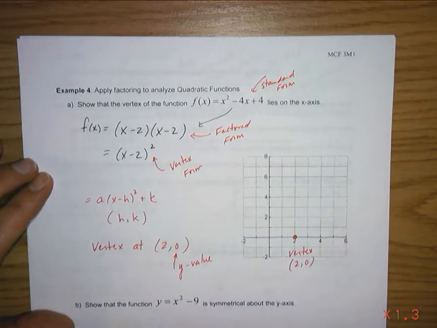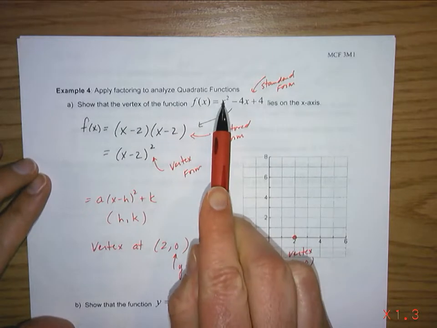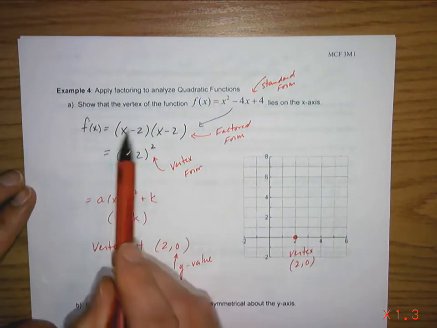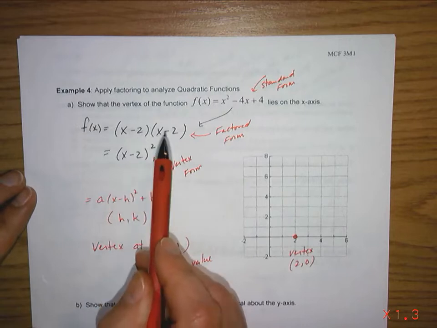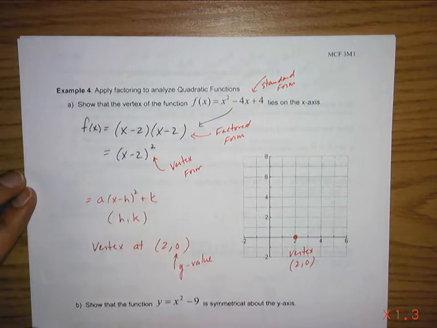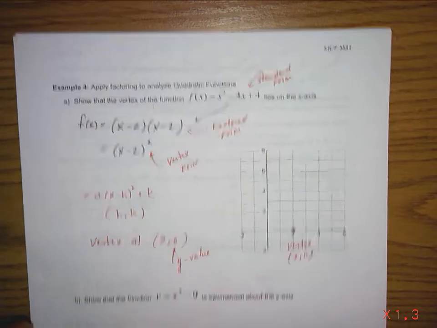And I found it by taking a standard form, converting it into factored form, and noticing that it was a perfect square trinomial, which means that it can be written into vertex form. Cool. I like that. All right.